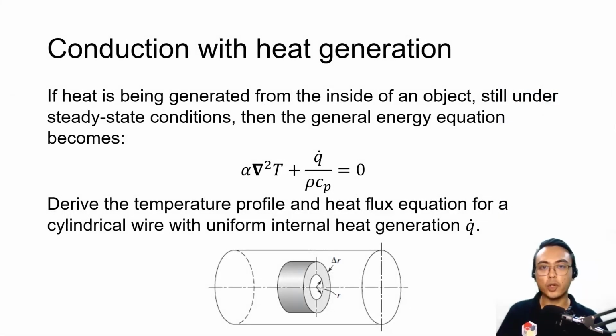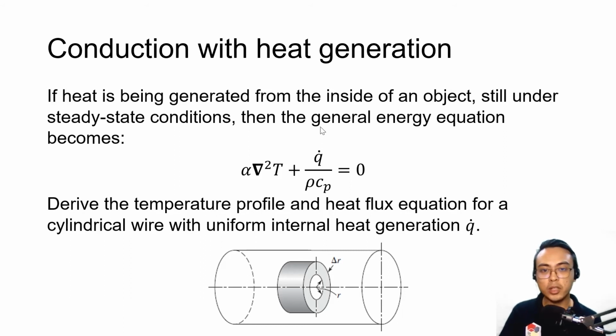Let's now discuss conduction with heat generation. Earlier on in our discussion, we assumed that there is no heat generation within our system in order to simplify our general heat equation. But in this case, we are interested in what happens to your system if there is already heat generation. This is now our general energy equation. If it's still steady state, therefore all time derivatives are 0, there is still no dissipation function. So the only thing that's left in our general energy balance is alpha times the Laplacian of temperature plus the heat generation term Q dot over rho times Cp is equal to 0.